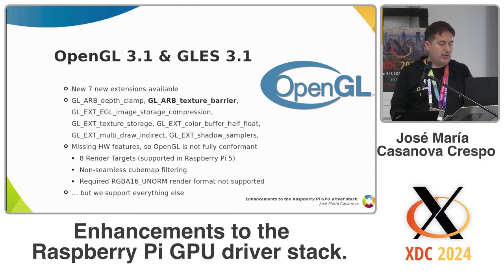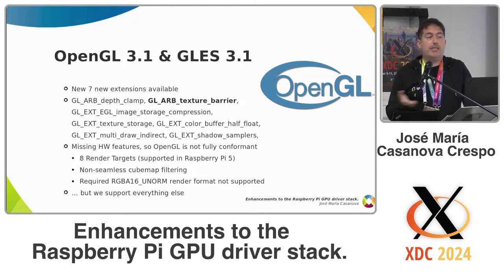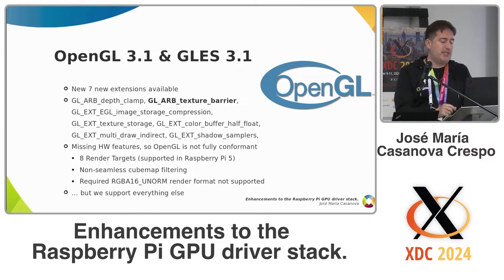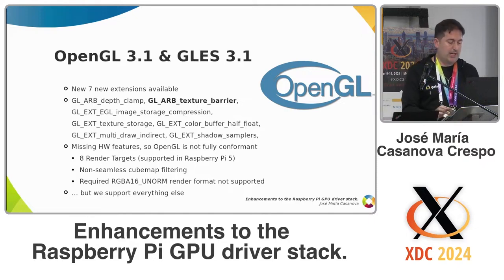We have no hardware support for non-seamless cube map filtering, because the hardware is targeted for OpenGL ES and it only targets seamless cube map filtering. And we don't have support for some 16-bit render format targets, the luminance ones. They are not enabled in the hardware, so we cannot use them. But we support everything else.